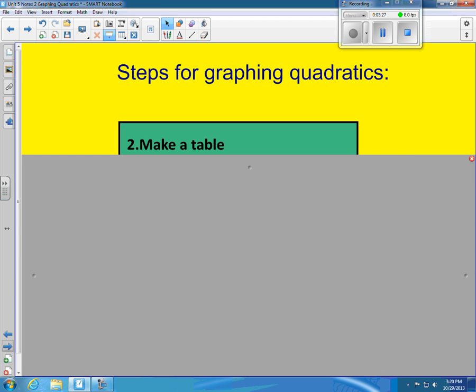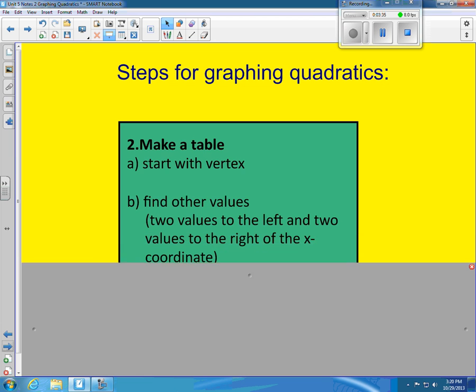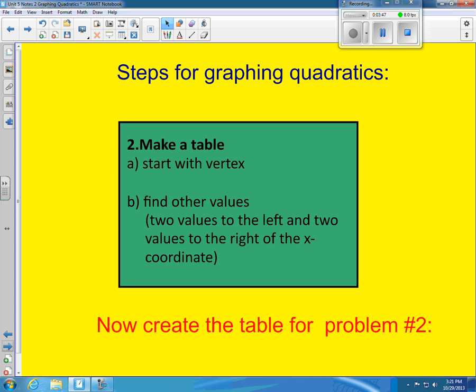Step 2 talks about making a table. When we make our table, we're going to start with our vertex. So that's easy. We've already got that. And then step B says find other values. I like to use this and think about finding 2 values to the left and 2 values to the right of the x-coordinate. Let's create our table for problem 2.